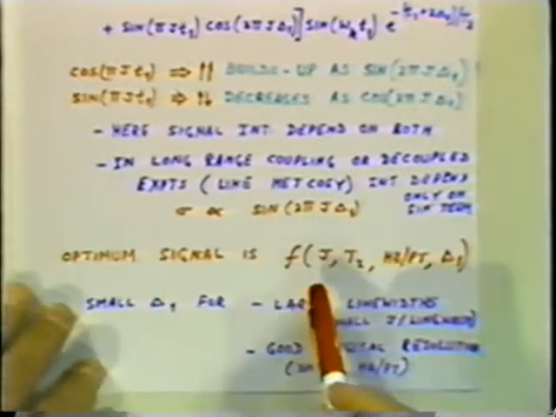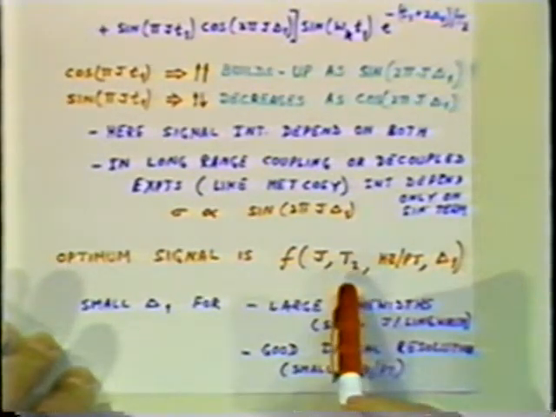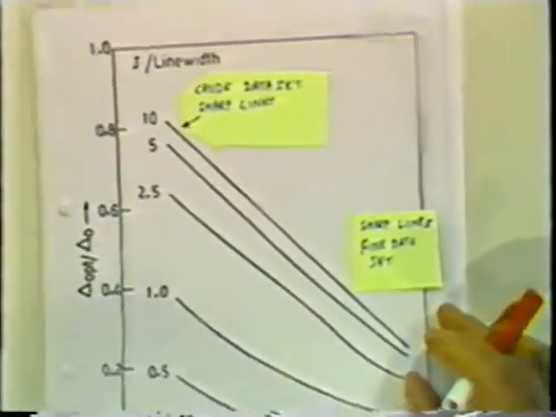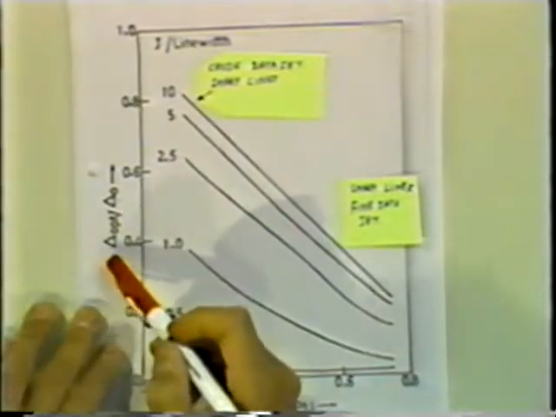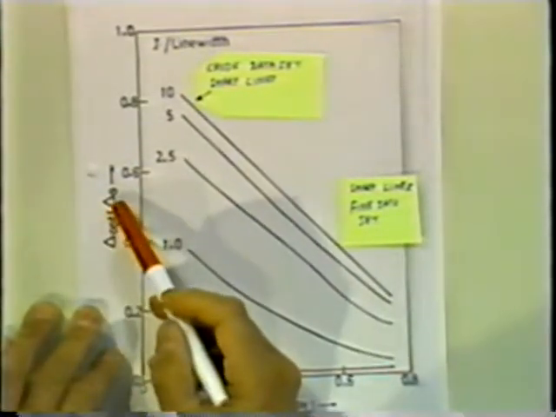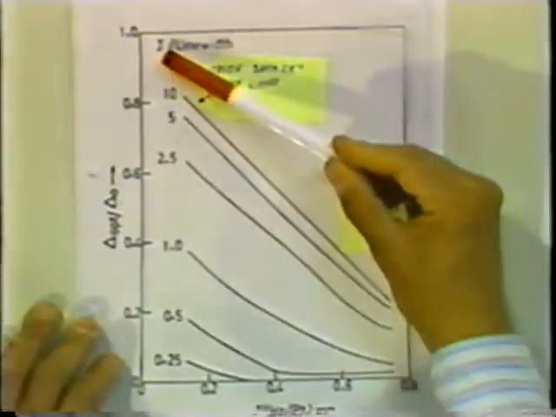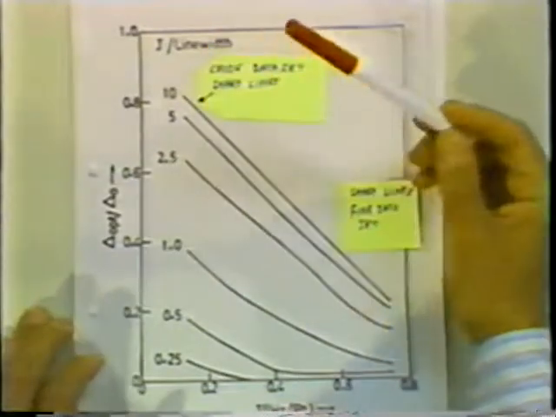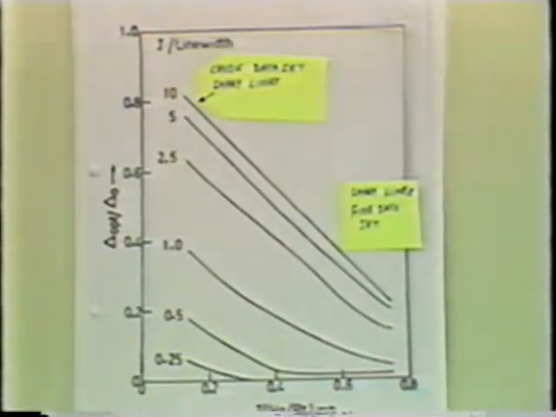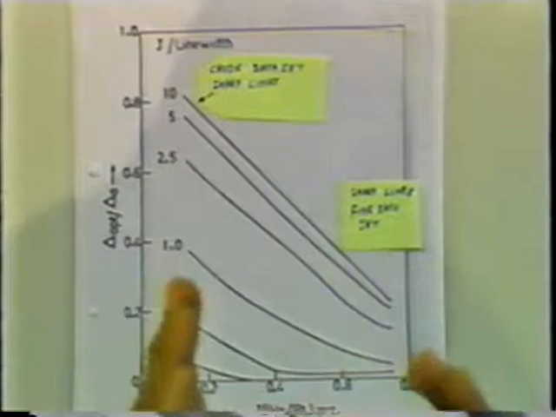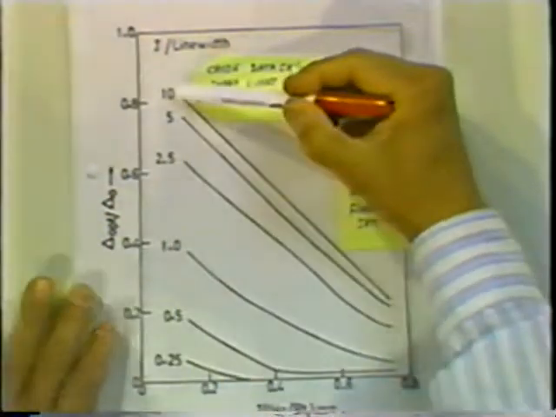So the optimum signal is a function of the value of the coupling constant, the value of T2, the hertz per point in the T1 dimension, and the delta delay. And the result is that you have this kind of optimum value of the delay. This is the ratio between the optimum delay to the matched delay, which is 1/4J. And you see, these are the various curves for J by line width. That means if you have sharp lines and lines where it's small compared to J, you are somewhere on this curve.